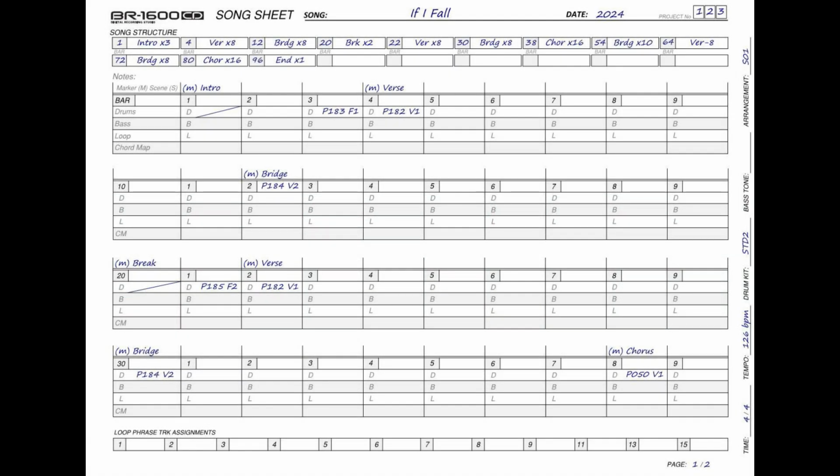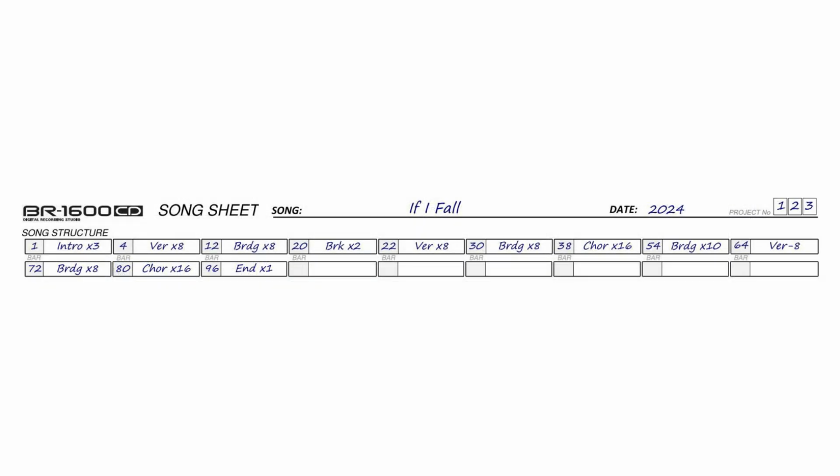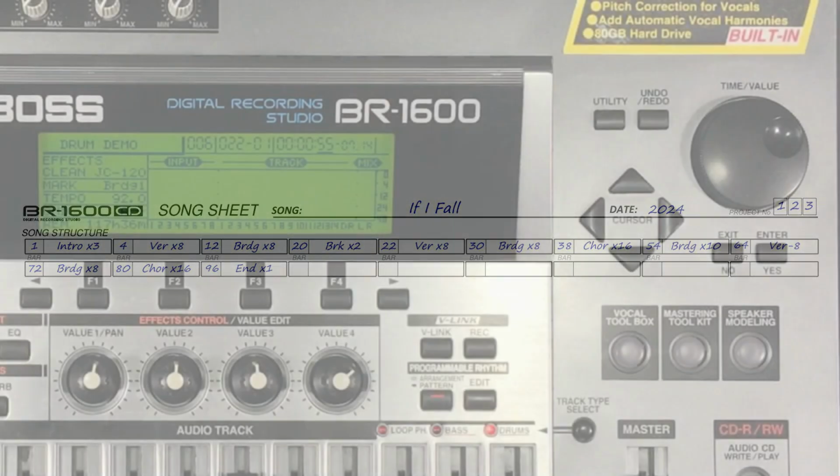Let's continue with the example we used in pattern mode. After using pattern mode and adding some guide tracks, we now have a defined structure for the song which looks like this. We have a 3-bar intro, 8-bar verses, 16-bar choruses, as well as some bridges, a break, and an ending. Armed with a structure, we can now go ahead and make an arrangement.